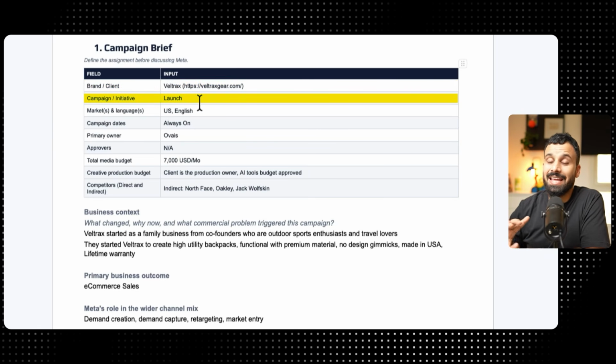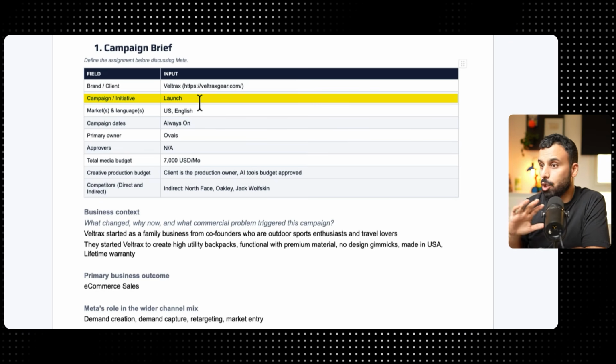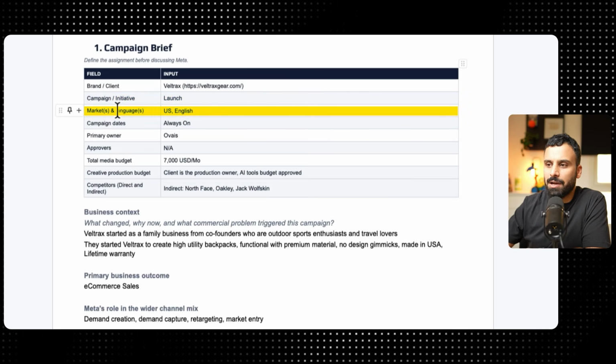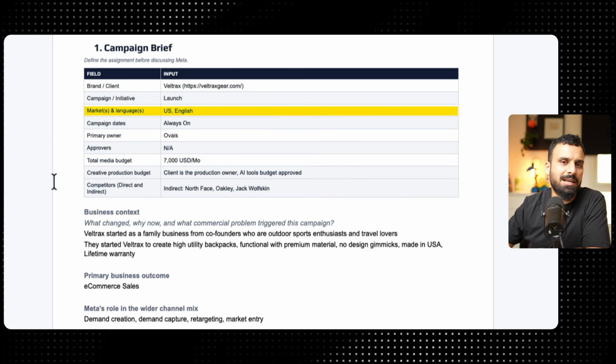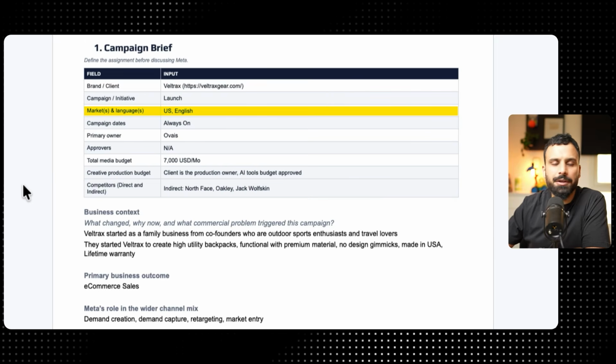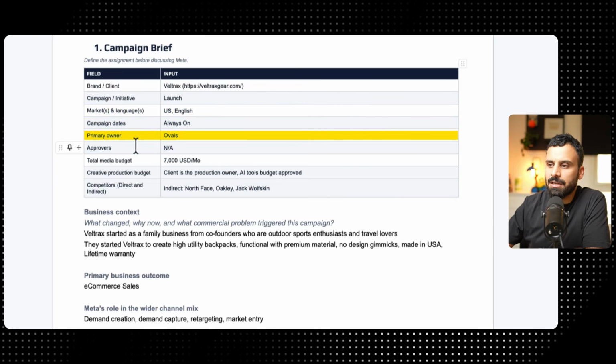This is very important. They have never run advertising. They just started the product line and this is a launch. Nobody knows about the brand. And market and language, they want to target English speaking, and the market they're selling in currently is the US only. Okay. Let's assume this. Campaign dates, it'll be always on, and primary owner always, approvers not any.